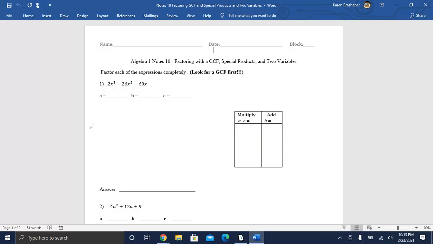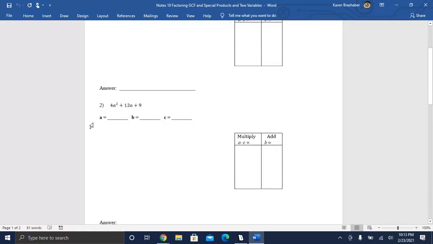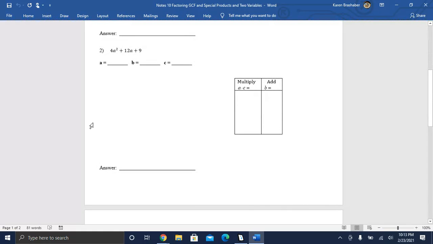All right, your second example is 4a to the second plus 12a plus 9. As we look at this one, there is no greatest common factor. So we can go ahead and identify the A, B, and C. So A would be the 4, B would be the 12, and C is the 9. So we would need to see what multiplies to 36. That's your 4 times 9. And what adds to give us 12.